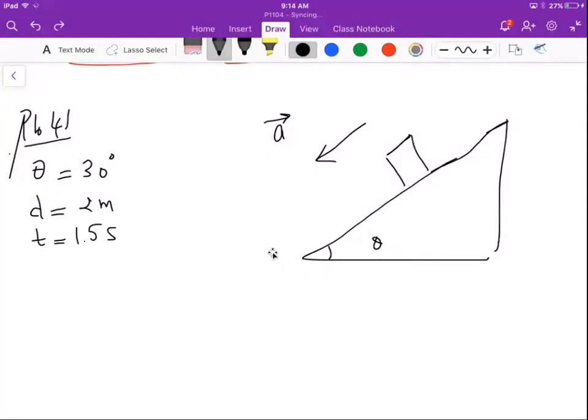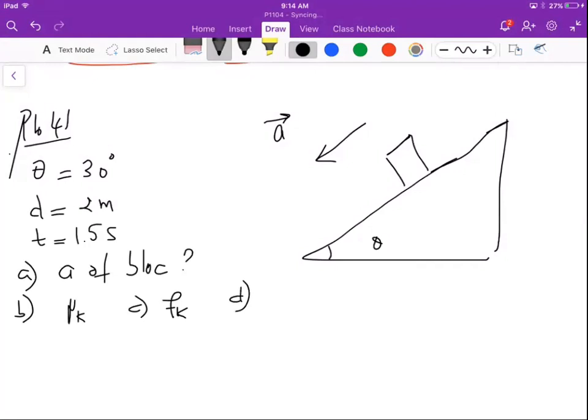The question is, what is A? So question A, what is the acceleration of the block? In part B, we have to determine the coefficient of kinetic friction between the block and the surface. In part C, we have to determine the kinetic friction force. And finally, the speed of the block after it has slid 2 meters. So we have to find v final, let's call it. By final, we mean the time after it has slid 2 meters.